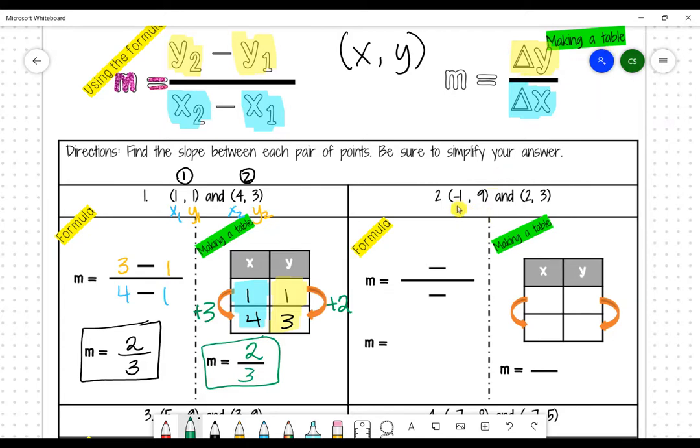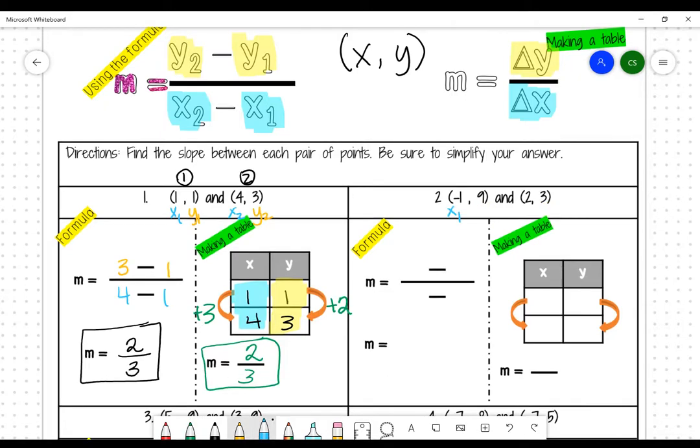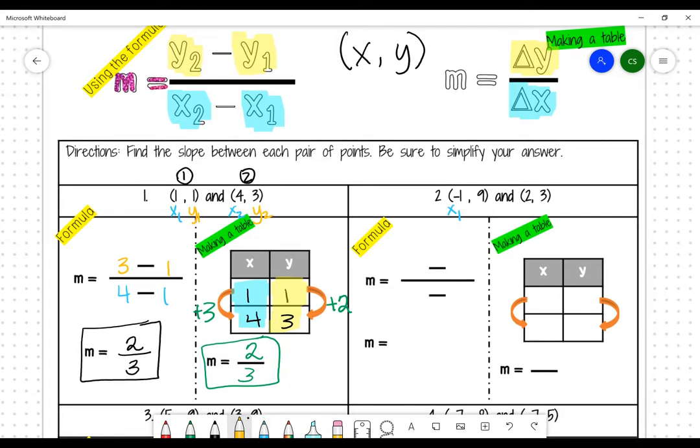All right, what about our second example? We have the points (-1, 9) and (2, 3). So -1 is my first x value. 9 is my first y value. 2 is my second x value. And 3 is my second y value. Now I just need to substitute those points into my formula. y sub 2 minus y sub 1. Well, y sub 2 is 3. And y sub 1 is positive 9. Well, x sub 2 is 2. And x sub 1 is a -1.